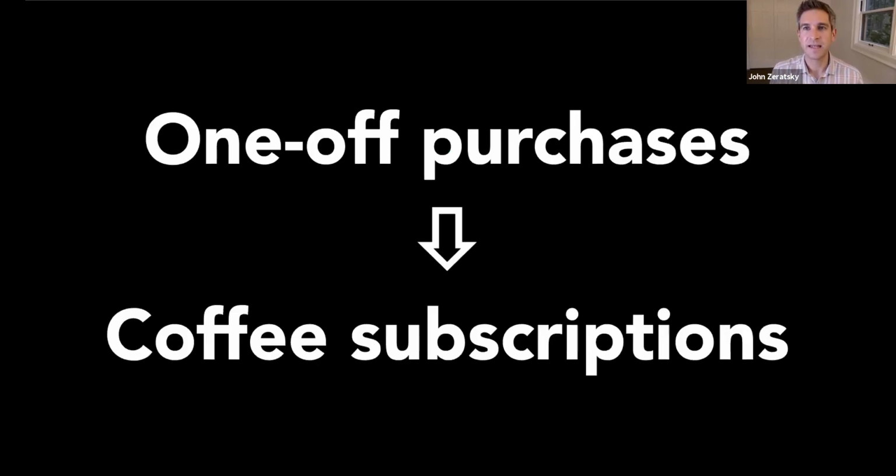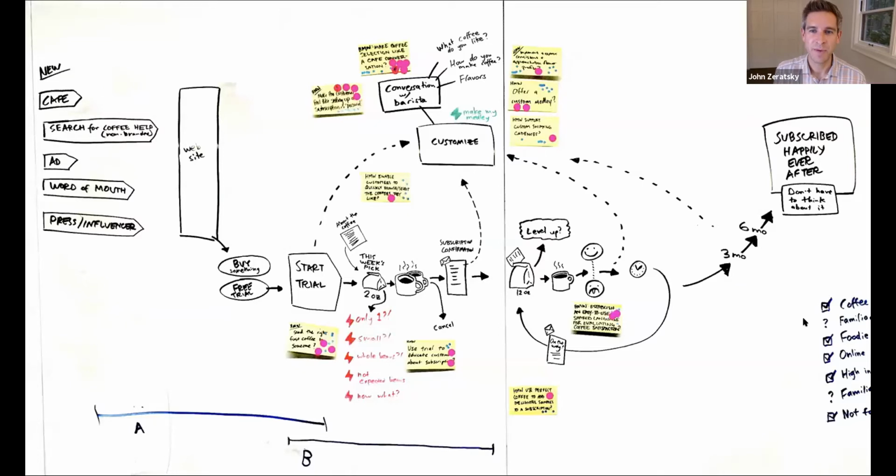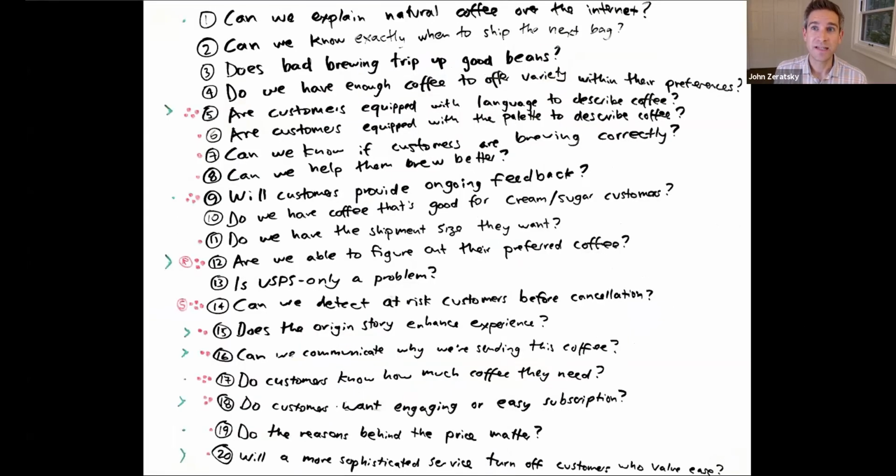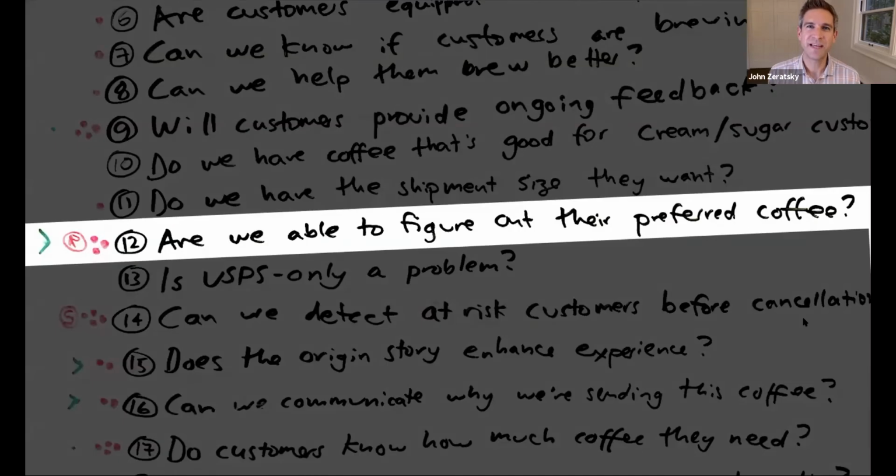But they had this idea of transitioning from just selling an individual bag of coffee to creating personalized coffee subscriptions. So we did a design sprint together to try to figure this out. We gathered the team, we made the map, we wrote down the questions, and there was one question that really stood out to us: are we going to be able to figure out a customer's preferred coffee? Because if I ask you, hey, what kind of coffee do you like? There's going to be all kinds of different answers.